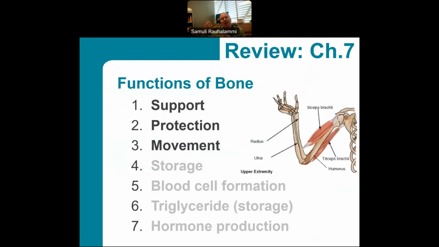So we're starting to see that no system really exists on its own. Every system has overlap, even though in our model of teaching you, we go through them one by one.